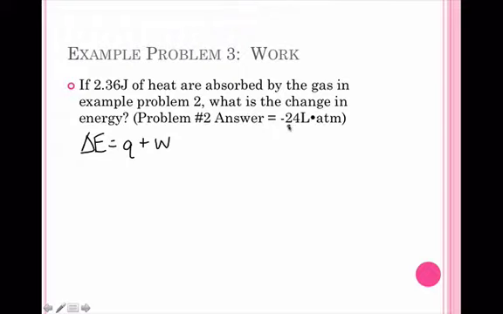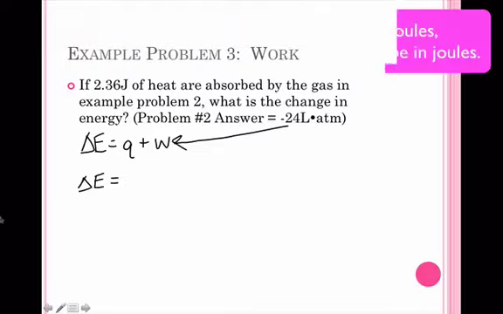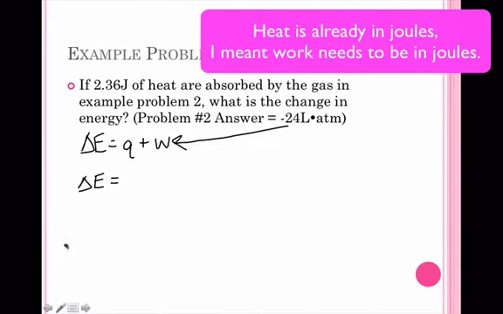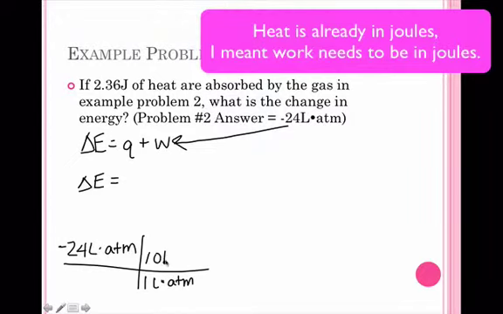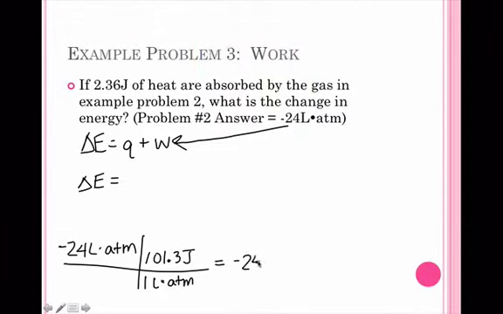We calculated the work. So delta E is going to be equal to the heat that they gave us in this problem, which needs to be in joules first. So if we did that conversion factor from the previous problem, heat's got to be in joules. So negative 24, we'll just set this up and do it. And then we'd put the 1 liter atmosphere on the bottom and the 101.3 joules on top. And when we do that, we end up with negative 2,431.2 joules. I need joules because Q is always in joules.